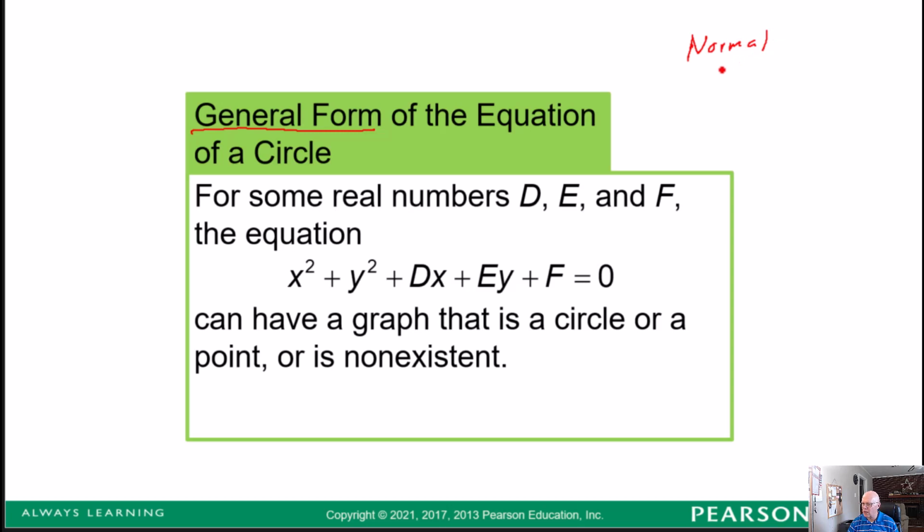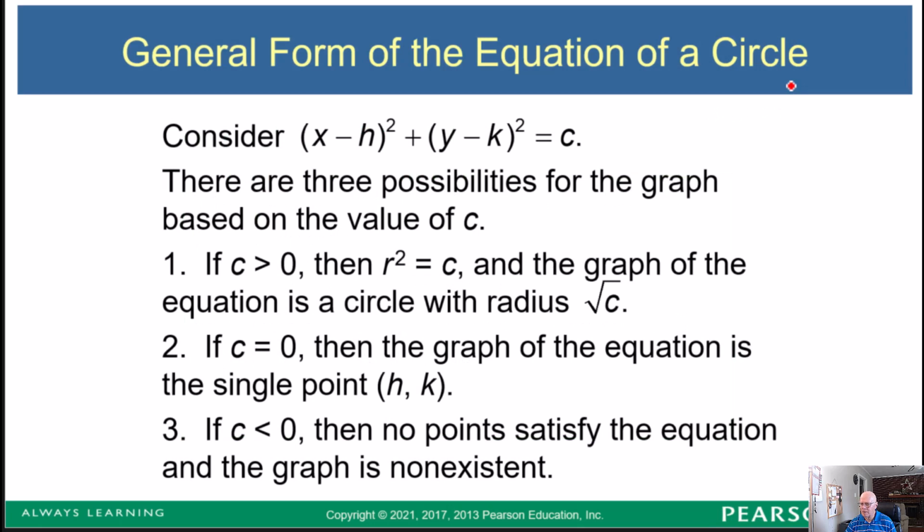So here's something that looks like a normal circle. Now your circle could be just a point, only one point to it, or it doesn't exist at all. So here are some things you can use to determine.